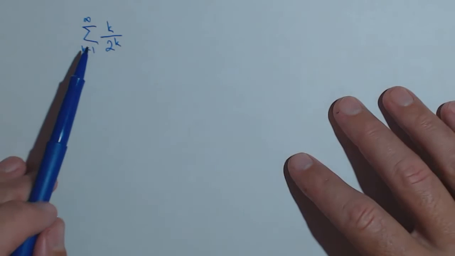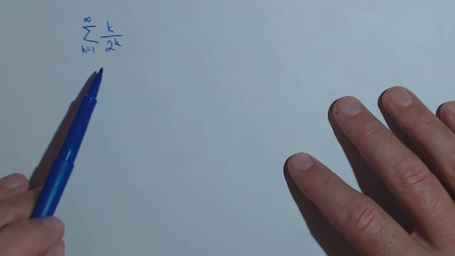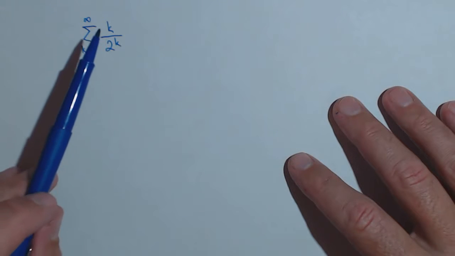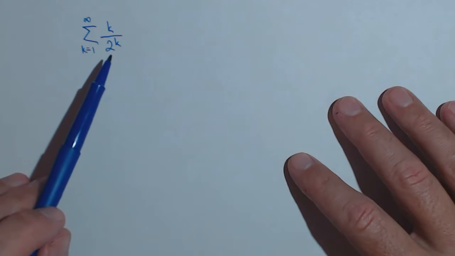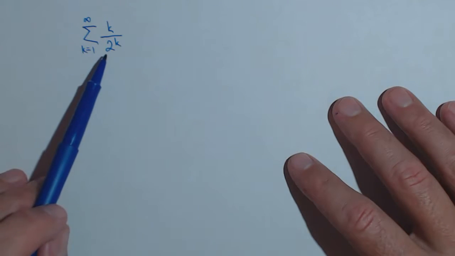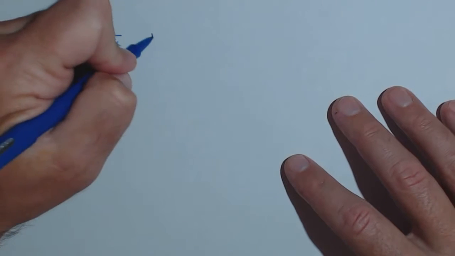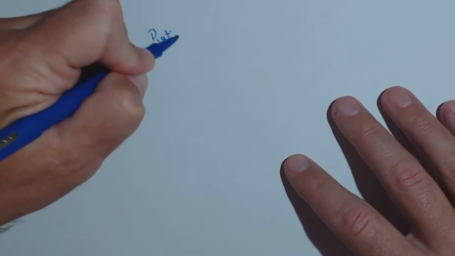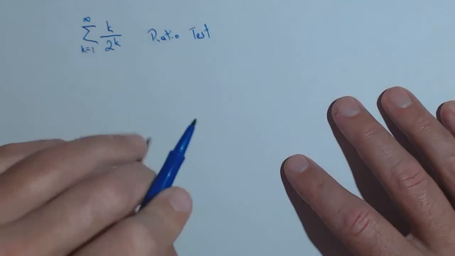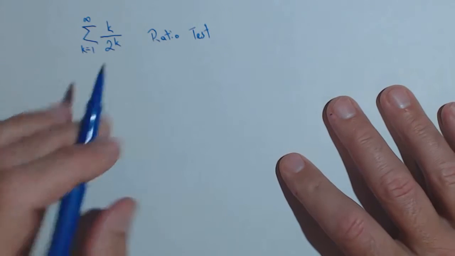In this video, we're going to try to determine whether or not this series converges or diverges. Anytime we see this exponential piece in there, our best bet is usually the ratio test. So we're going to try applying the ratio test to see what we can figure out.